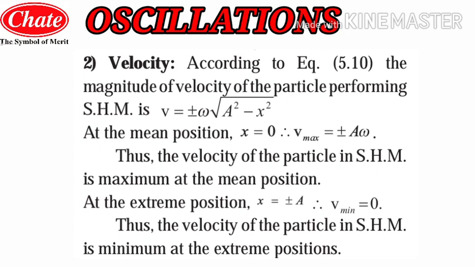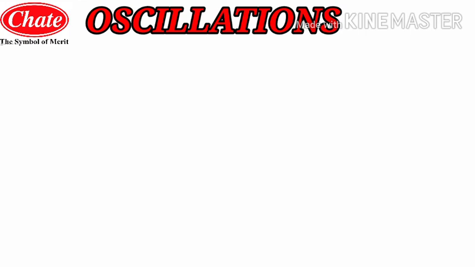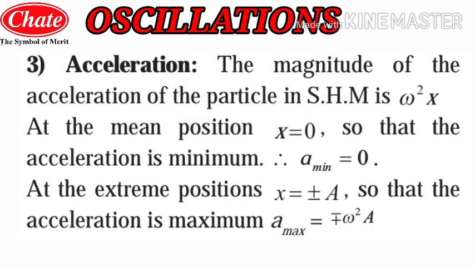Thus the velocity of the particle in SHM is minimum at the extreme position and maximum at the mean position. We can conclude this from these cases. Now students, we will see it for the acceleration. Now the third point is the acceleration. The magnitude of the acceleration of the particle in SHM is omega square x. So as we have derived, it is omega square x.